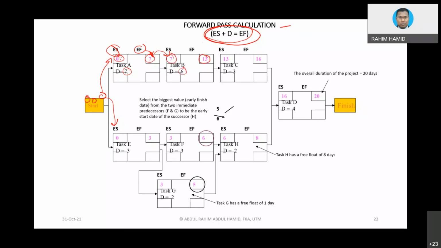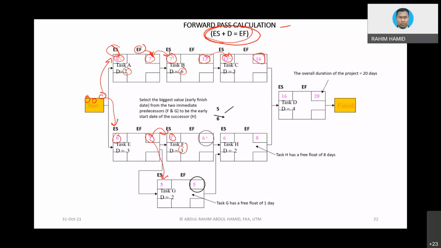Then in between boxes, you need to look at the relationship. 13 will be transferred here. 13 plus 3 equals 16. Okay, now we go to E first. 0 plus 3 equals 3. 3 is transferred here. And also 3 will be transferred inside this box. Okay, 3 plus 3 equals 6. 3 plus 2 equals 5.